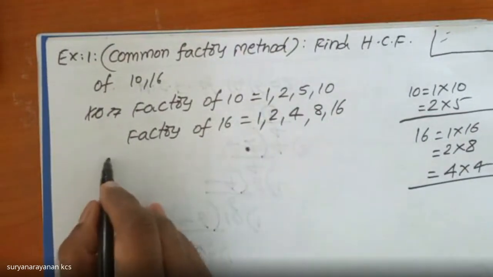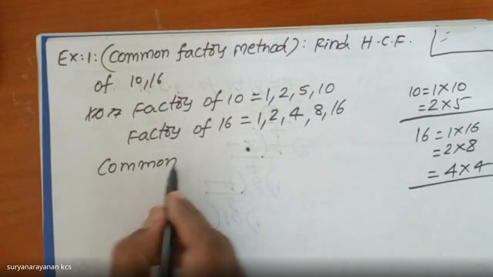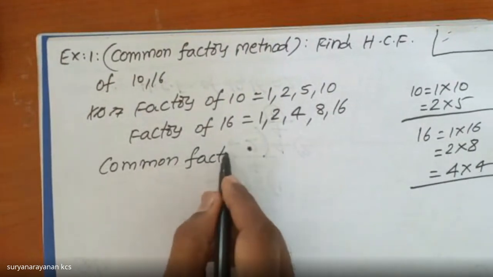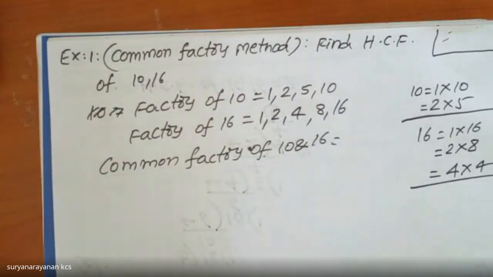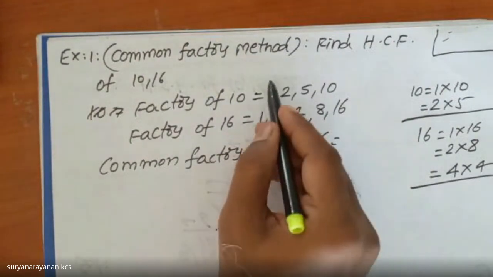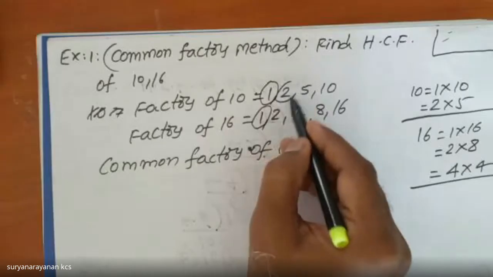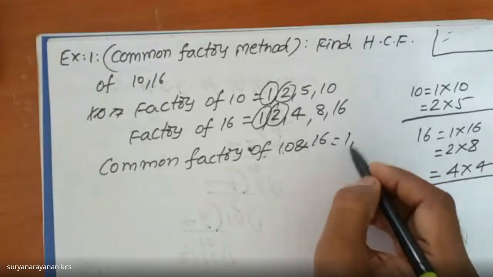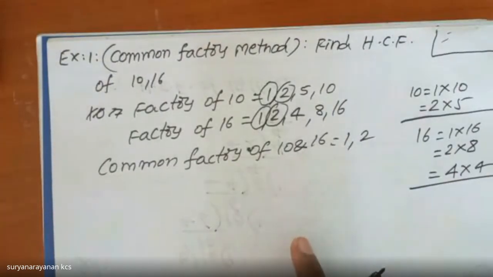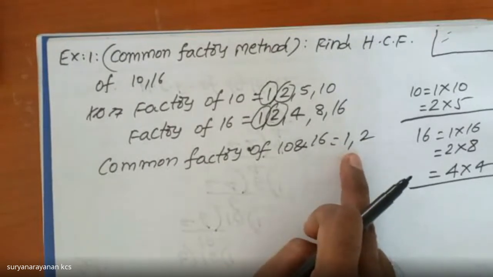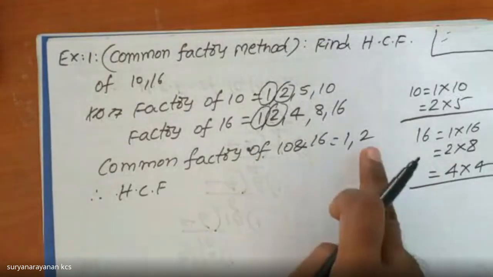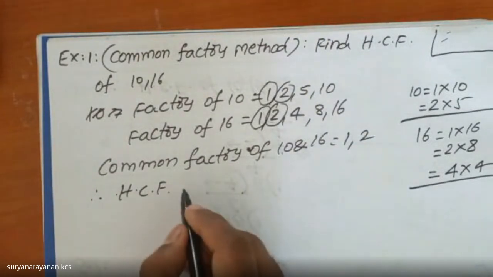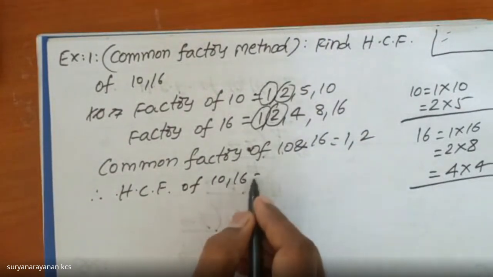Let us find common factors. Tell me what are the common factors of 10 and 16? 1 and 2. Only these two numbers are common factors. Out of these two numbers, which is the highest number? 2, sir. So the greatest number, the highest common factor, is the HCF of 10 and 16.